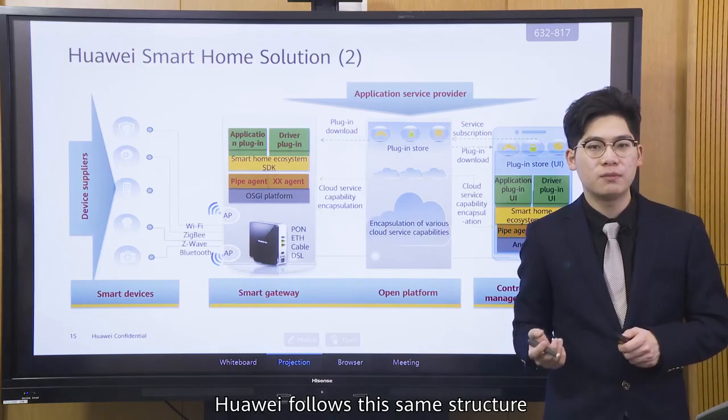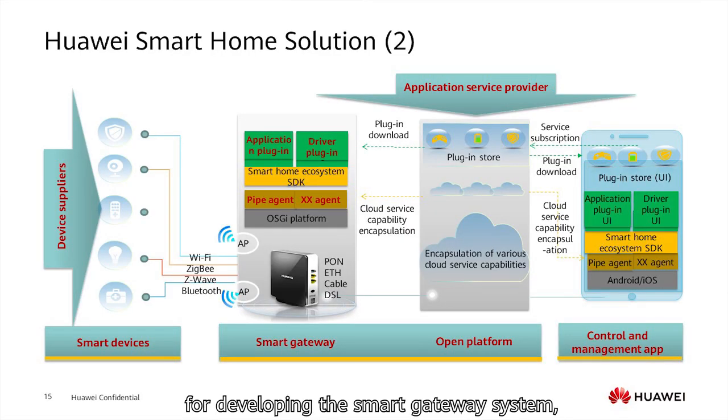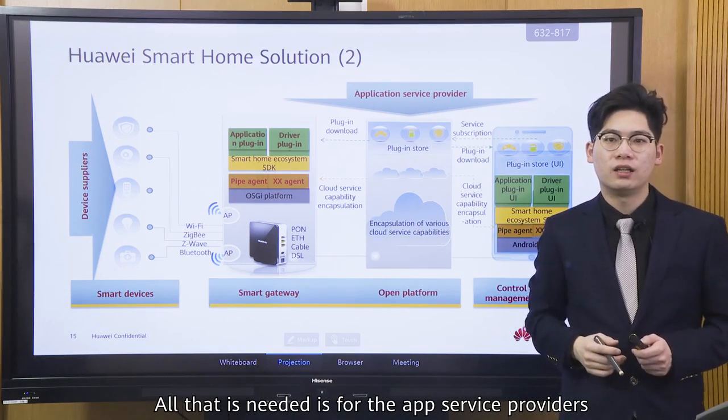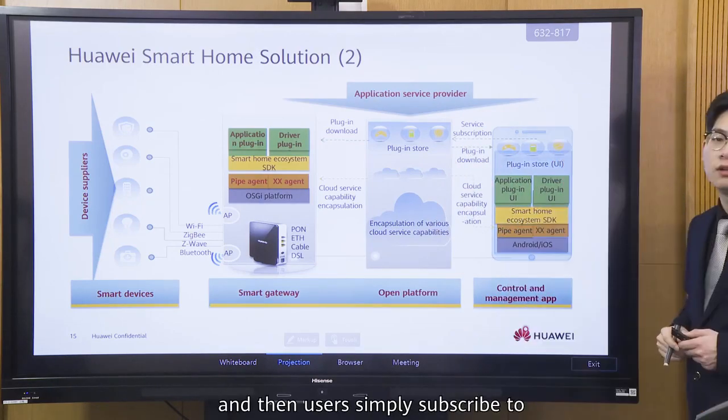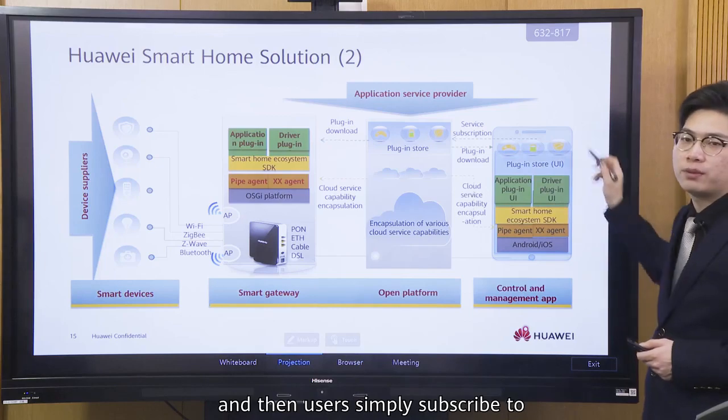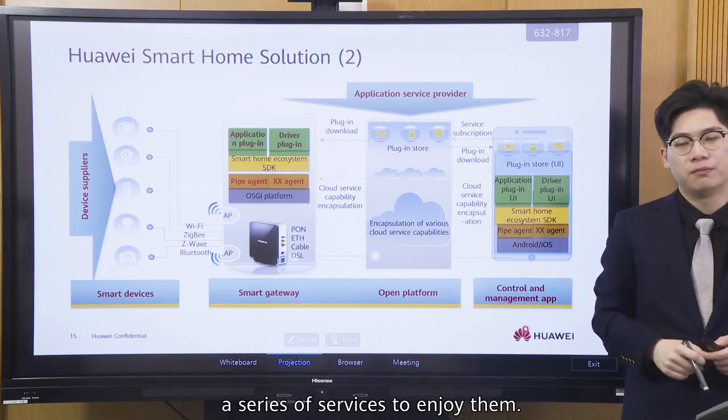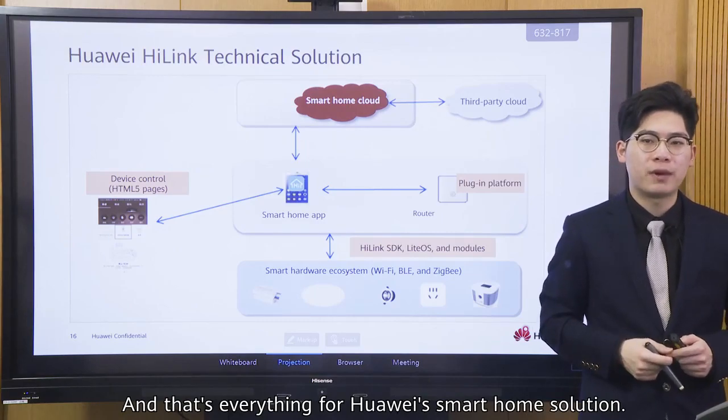Huawei follows this same structure for developing the smart gateway system, where physical standard slots are replaced with wireless protocols such as Zigbee, Z-Wave, and Wi-Fi. The built-in driver of the smart gateway functions as the hardware driver of a computer and can control and convert these wireless protocols. All that is needed is for the app service provider to design apps for the smart gateways, and then users simply subscribe to the series of services to enjoy them. And that's everything for Huawei Smart Home solution.